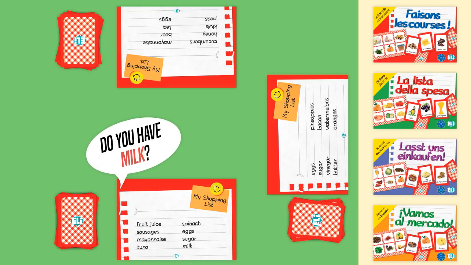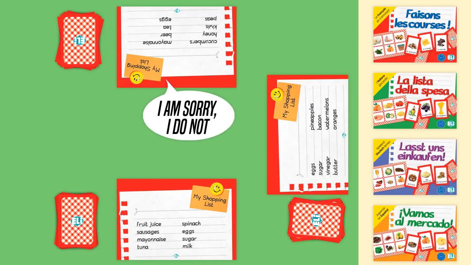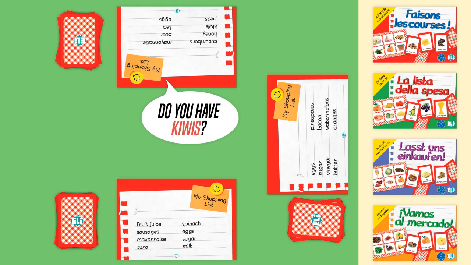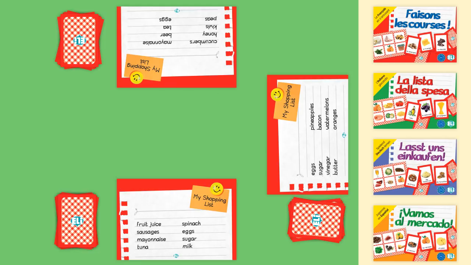"Do you have milk?" If the seller has no milk, he or she must reply, "I'm sorry, I do not." The seller then takes the buyer's role and starts asking for items on his or her shopping list. Remember, an item can be requested and change hands several times. Once obtained, it must be handed over if another player asks for it.